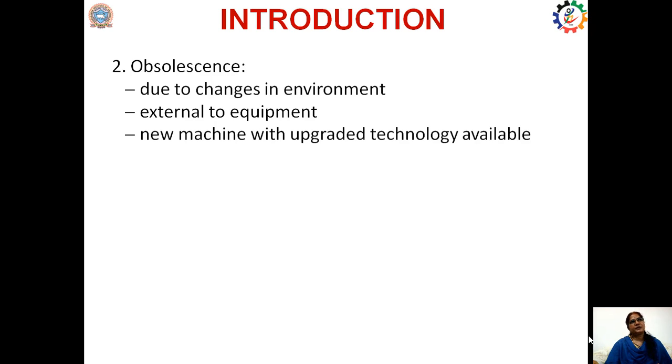For example, if we consider PCs, personal computers, when better RAM with faster clock speed and more memory possibility comes, when new versions come like this in PC, then the older versions, though they are functioning very well, become obsolete.